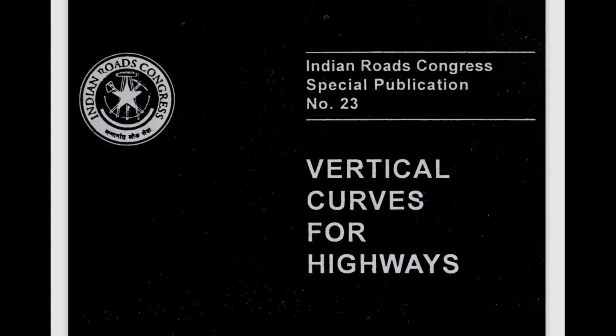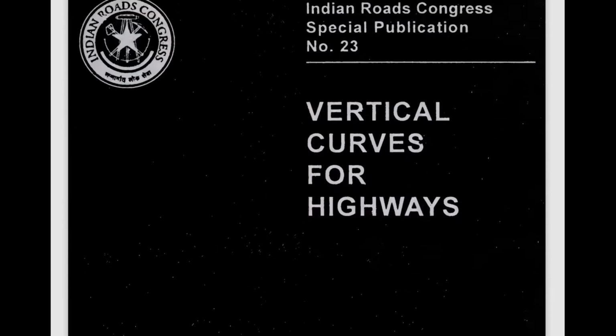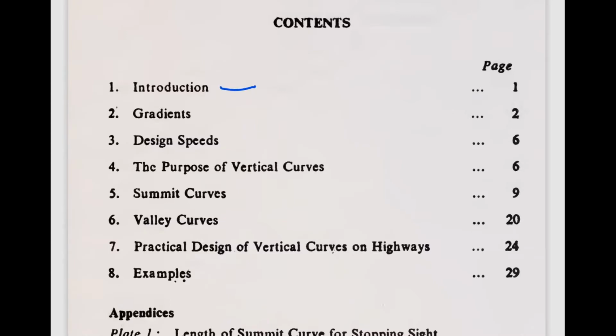So this is the continuation video. In the last video we have talked about the Indian Roads Congress Special Publication 23, which talks about the vertical curves for the highways. In that video what we have seen is gradient must be finalized prior to the design of vertical curves, and next we have seen what are the gradients, what are the types of gradient, and according to the terrain classification, what are the ruling, limiting and the exceptional gradient.